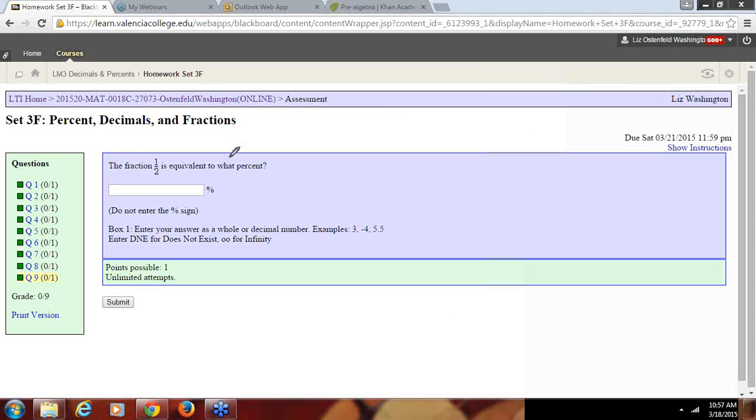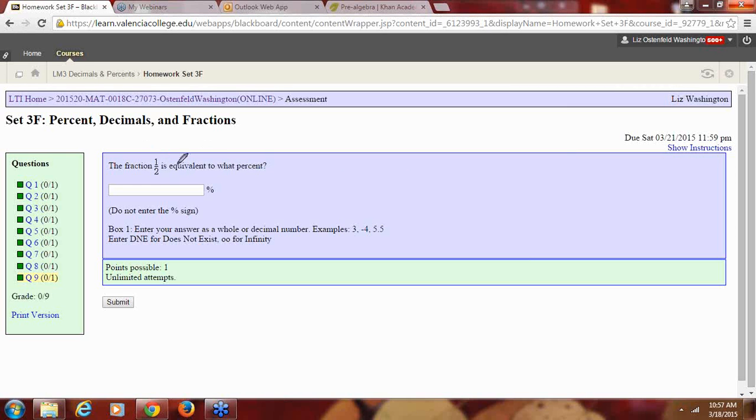Okay, so when you go from fraction to percent, I find it easier. Now, half is pretty common, so most of us know that a half is 50%. But what if you didn't know that common fraction? What I find is easier is to convert the fraction to a decimal first. And then once you have the decimal, convert the decimal to a percent. Right? Yeah, exactly.